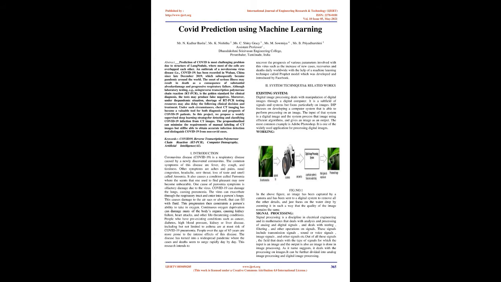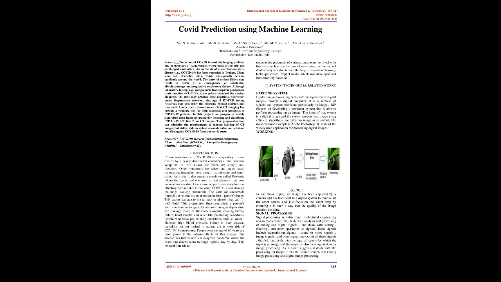COVID-19 can damage the lungs, causing pneumonia. The virus can spread through the respiratory tract and enter a person's lungs. This causes damage to the air sacs, or alveoli, that can fill with fluid. This progression then constrains a person's ability to take in oxygen. Continuous oxygen deprivation can damage many of the body's organs, causing kidney failure, heart attacks, and other life-threatening conditions.